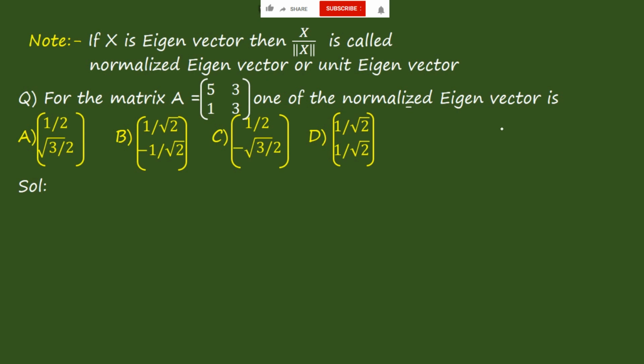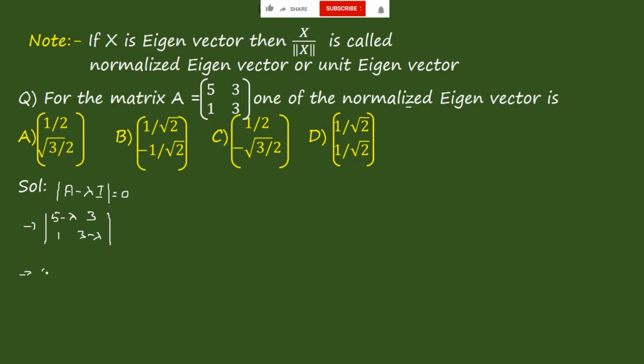So how to find the eigenvalues? We know that it is nothing but the determinant of A minus lambda I, which should be equal to 0. So a matrix is given here. If you write in this particular format, it becomes 5 minus lambda, 3, 1, and 3 minus lambda. You have to find the determinant of this one.